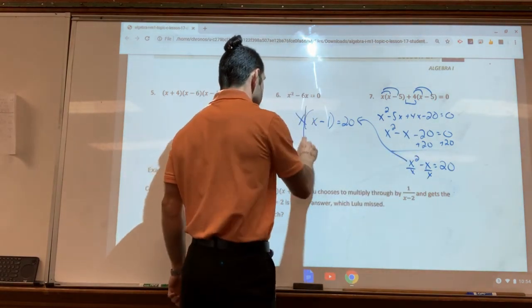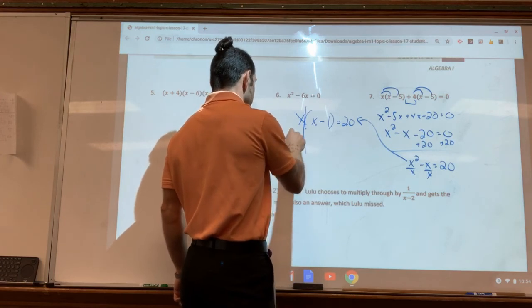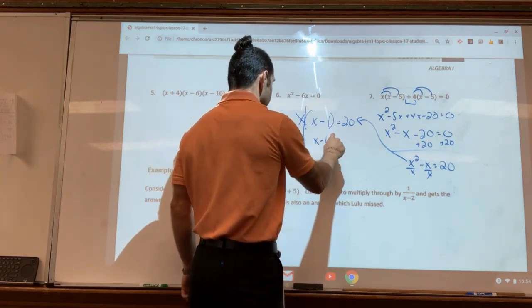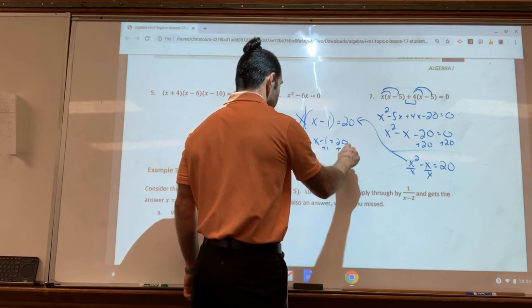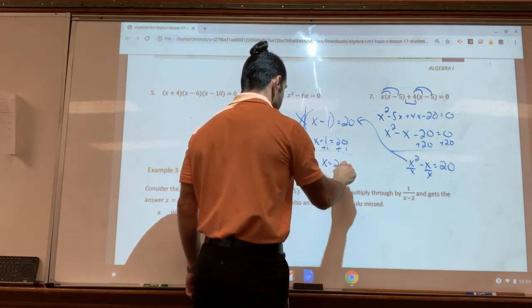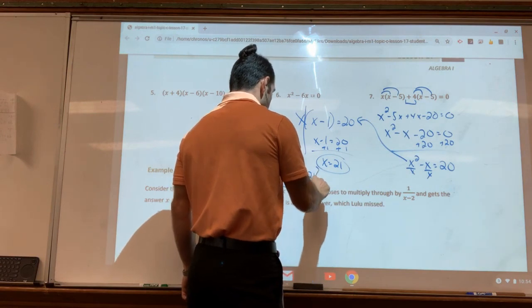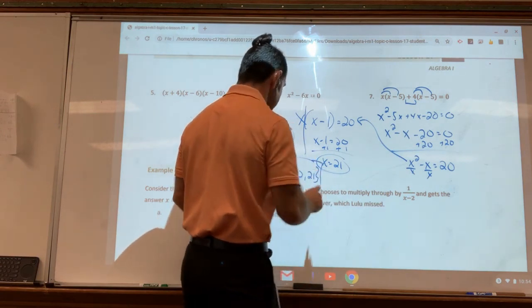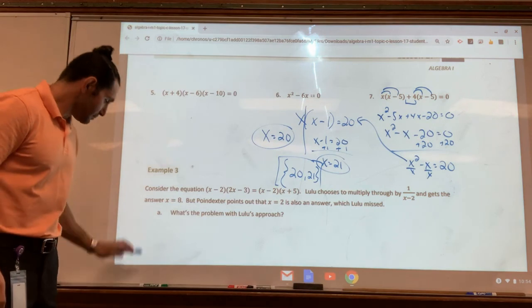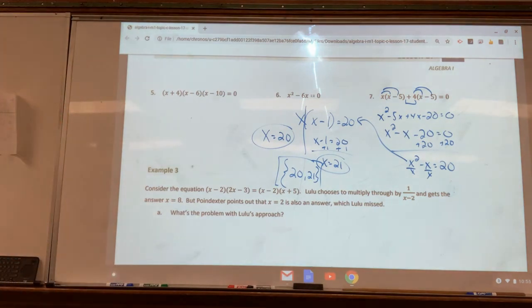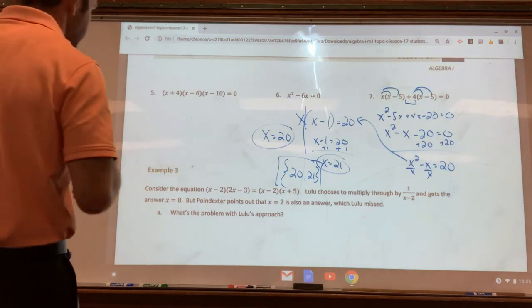So this is my line. X equals 20, nice and easy. X minus 1 equals 20, add 1. X equals 21. So when I draw it, 20, 21. Bam. Compound statements. Love them. Factoring. Love them. Questions, concerns, problems, you're going to have to ask me the next day. Good job.